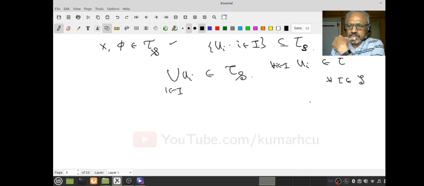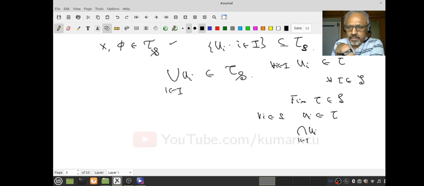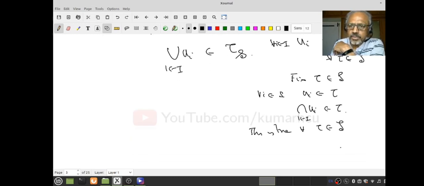So fix a tau in S. Then for all i in I, U_i belongs to tau. And since tau is a topology, the union of U_i, i in I, belongs to tau. But for which tau? This is true for all tau in S. So what do you think I have proved? The union.